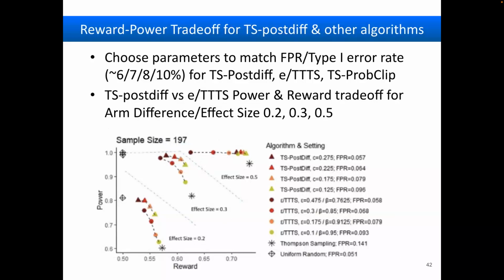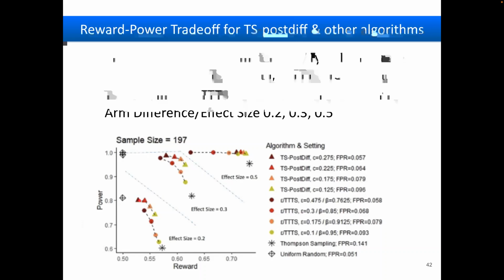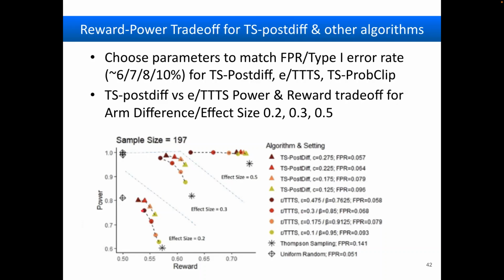So this is a plot that helps you understand the reward-power trade-off, where we matched all the algorithms on false positive rate. We chose parameters that match them on false positive rate, and you can see how they trade off power and reward. In general, Thompson sampling posterior difference gives you better power. You can see it's these triangles up here. So it's giving better power at the expense of some reward sometimes. There are times when it just dominates. For example, for particular effect sizes, 0.2, 0.3, 0.5, this is better in both power and reward.